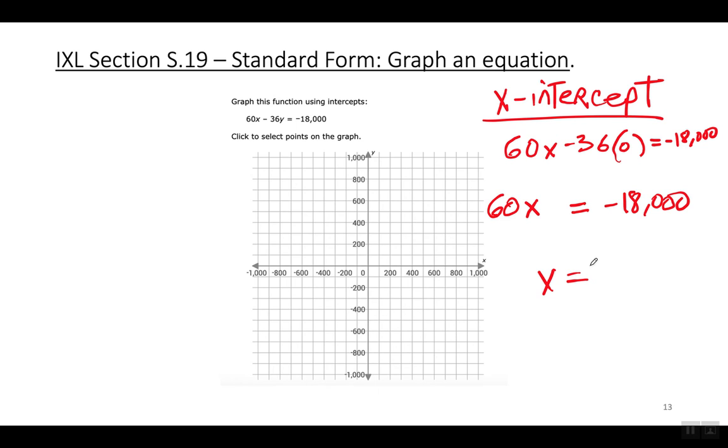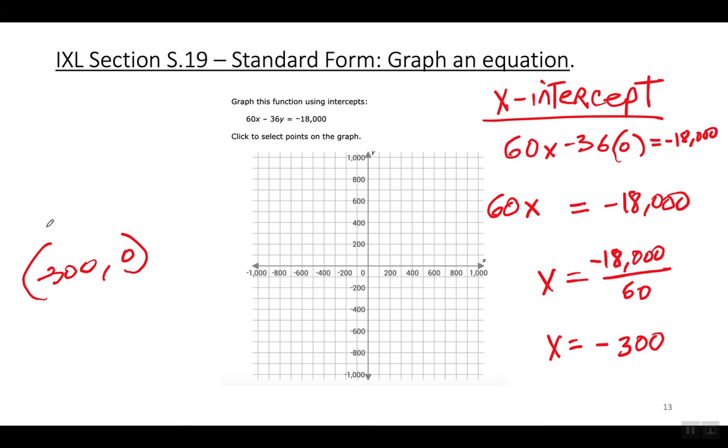So x equals negative 18,000 divided by 60. So x is going to equal negative 300. So when y is 0, x is equal to negative 300, which is right here.